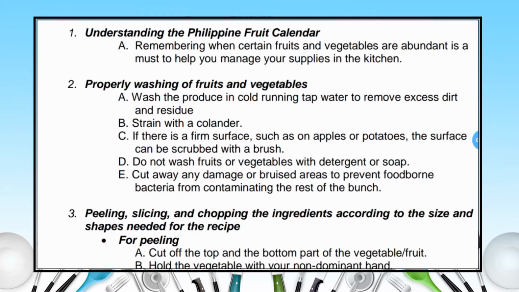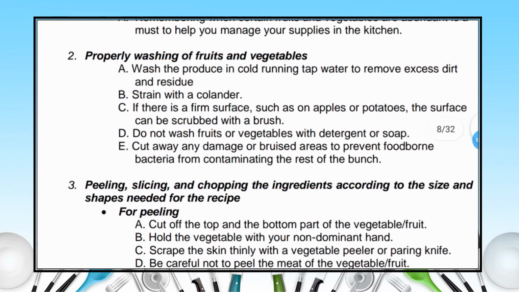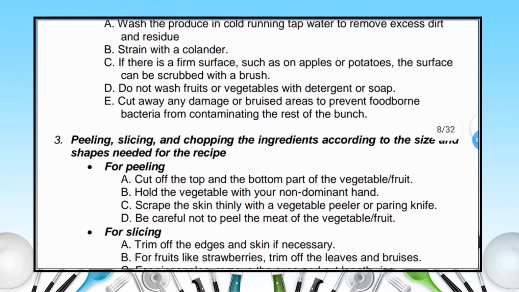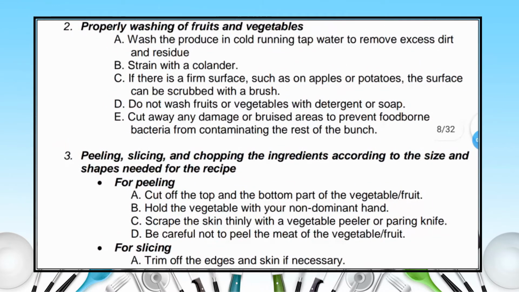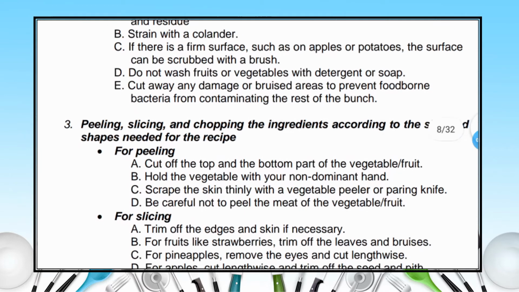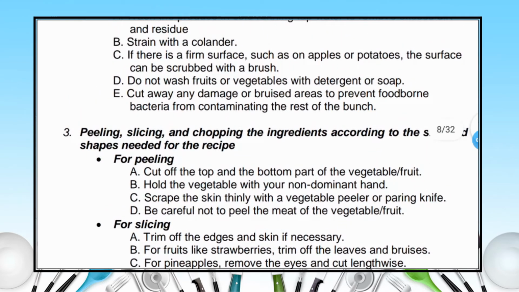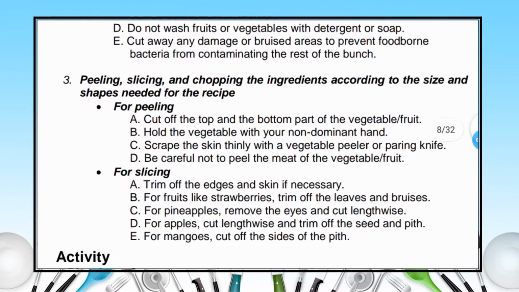The second thing that you need to remember is to properly wash fruits and vegetables. First, wash the produce in cold running tap water to remove excess dirt and residue. Next is to strain it with a colander. Next is, if there is a firm surface such as on apples or potatoes, the surface can be scrubbed with a brush. Next is, do not wash fruits or vegetables with detergent or soap. Lastly, cut away any damaged or bruised areas to prevent foodborne bacteria from contaminating the rest of the bunch.